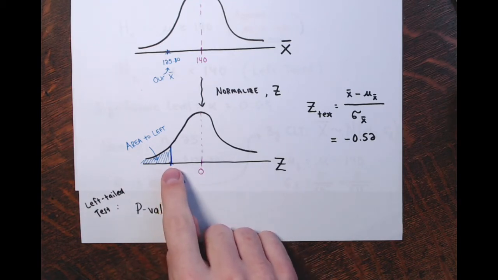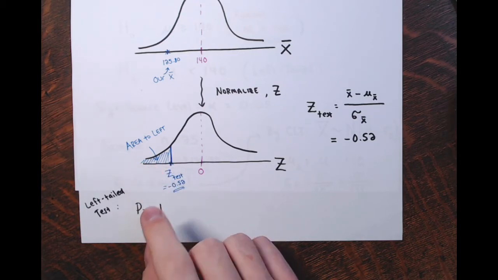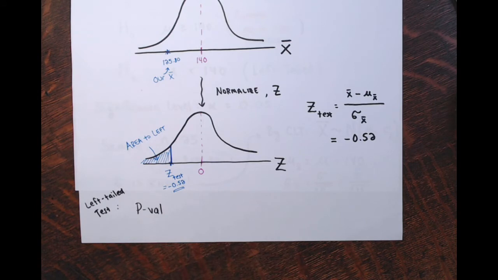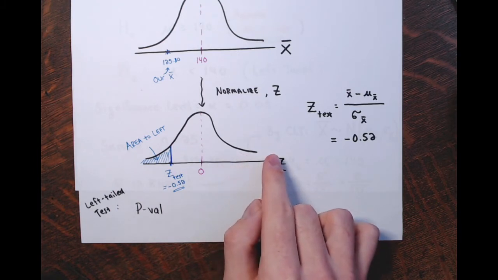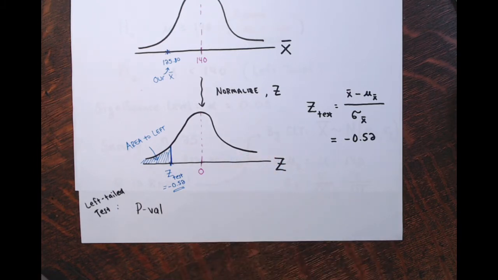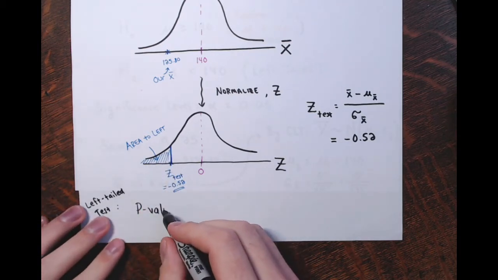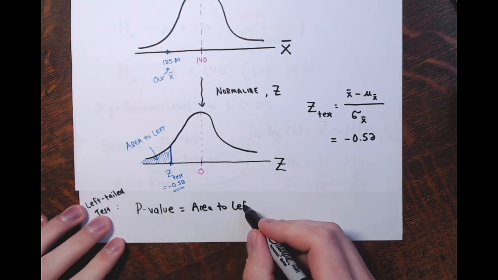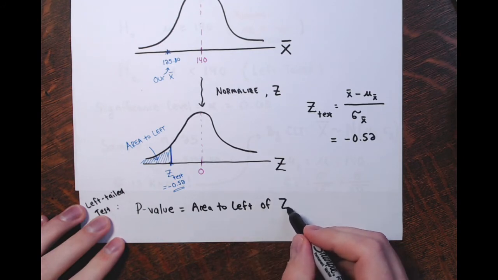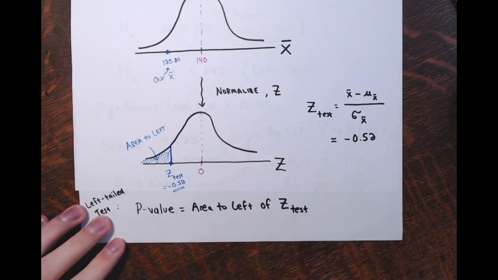And in a two-tailed test, if your test statistic's left of the mean, your p-value is the area to the left of your test statistic times 2. And in a two-tailed test, if your test statistic is to the right of the mean, your p-value is the area to the right of the test statistic, but then again times 2. You're doubling these areas. But we only have a left-tailed test, so the p-value is simply the area to the left of the test statistic. That's what I call z-test.